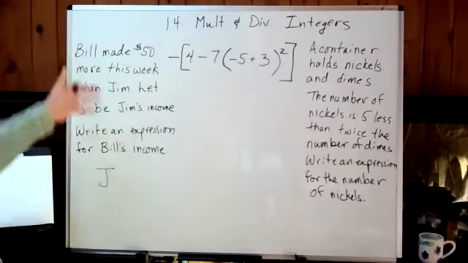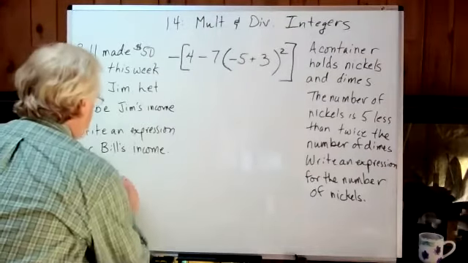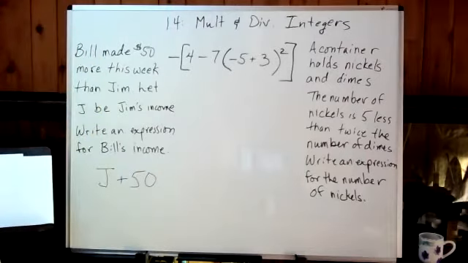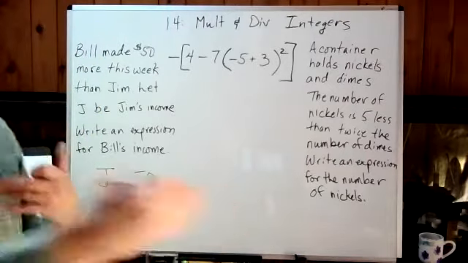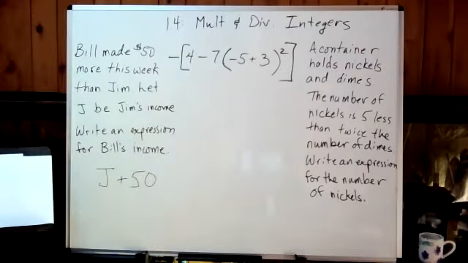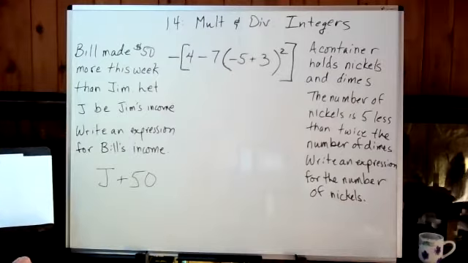If that was Jim's, what do we do to Jim's to make it describe Bill's? Well, Bill made 50 more than Jim. Add 50. This is the expression we're trying to come up with, 50 plus J. Addition, you can switch the order. That's okay. Multiplication also, that's a rule or property that we'll talk about specifically later. That's what I'm hoping you come up with, okay?